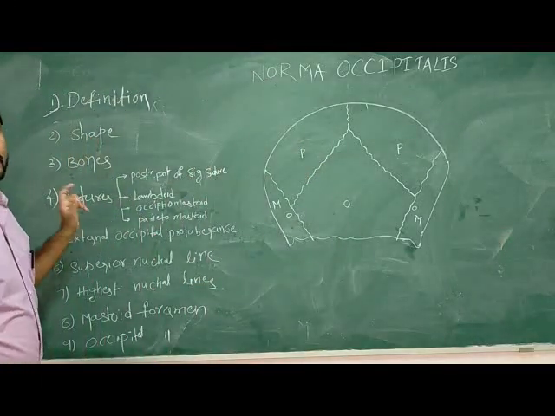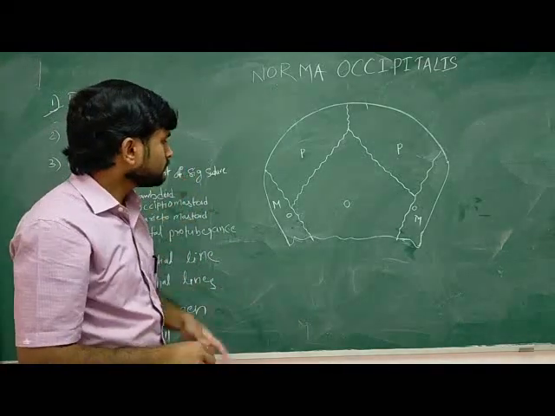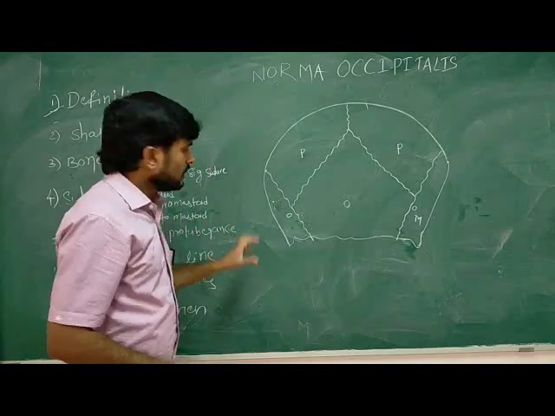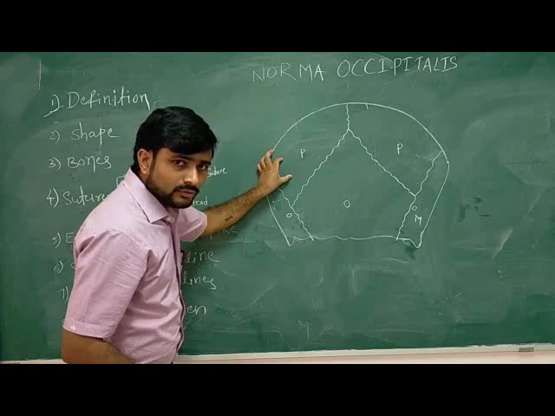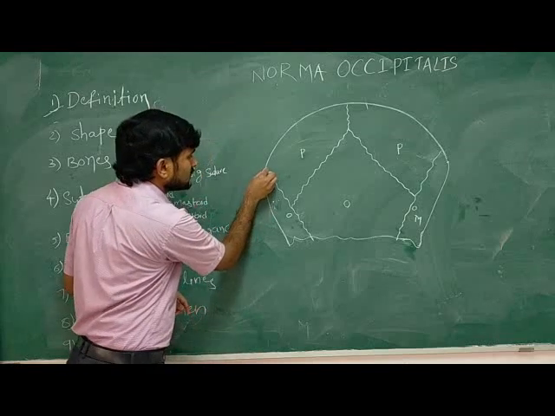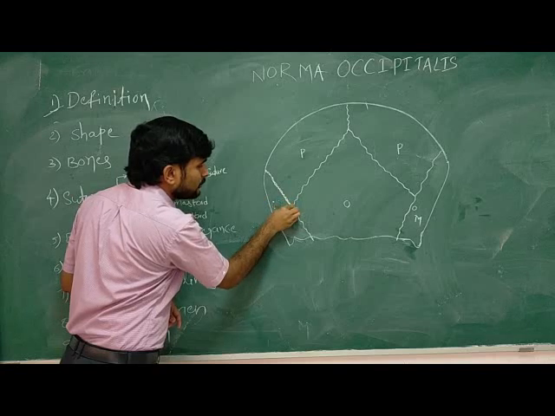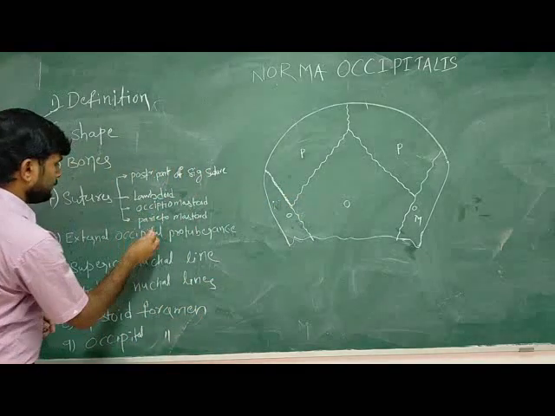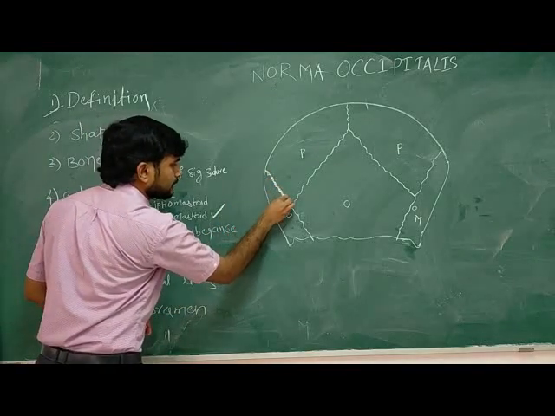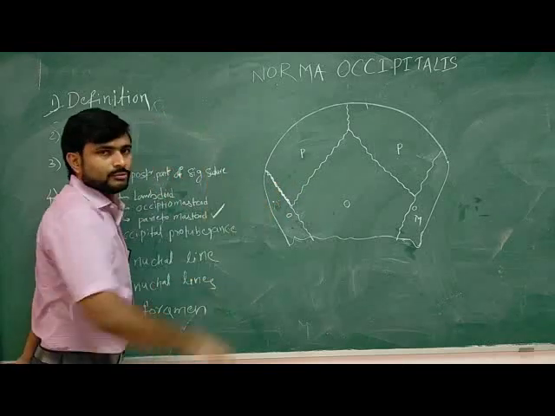Next topic is the sutures. Here four sutures are present. First we talk about this suture, between the parietal bone and the temporal bone. This suture is called the parieto-mastoid suture, between the parietal bone and the mastoid part of the temporal bone.